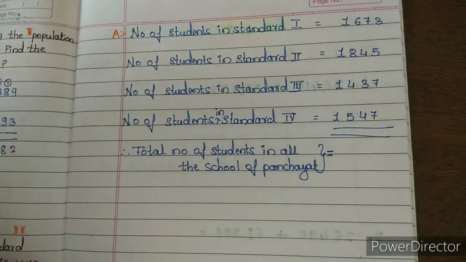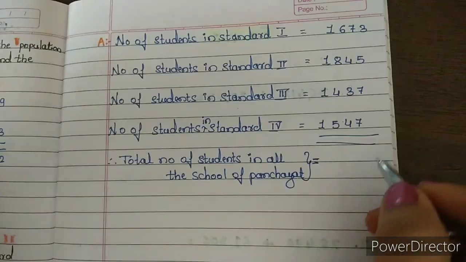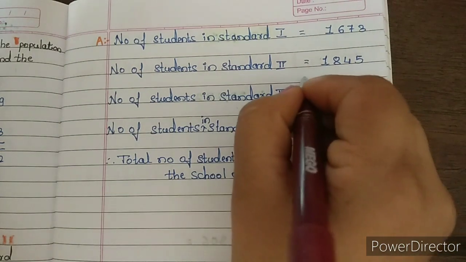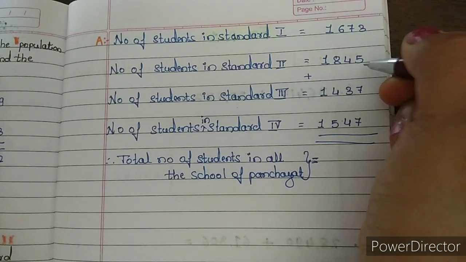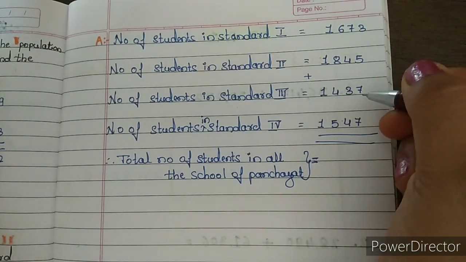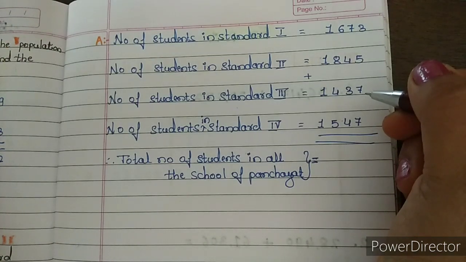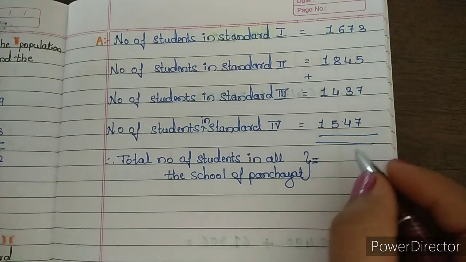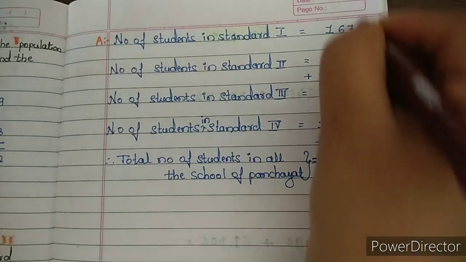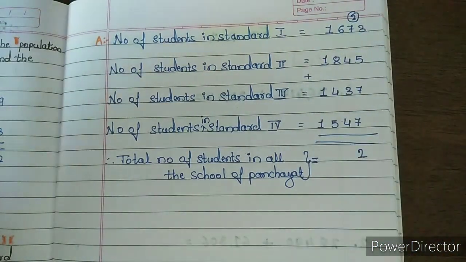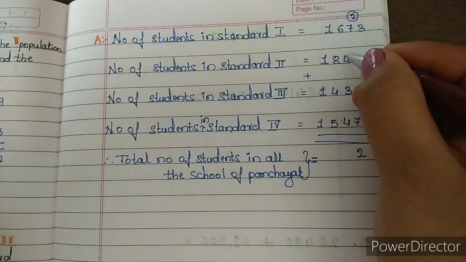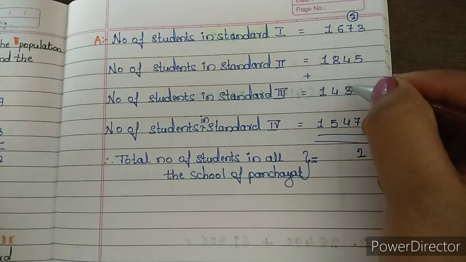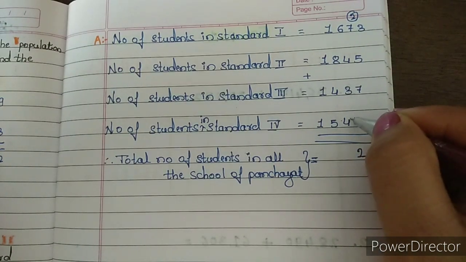Okay. Now we should add these numbers. 3 plus 5, 8. Okay. Then 8 plus 7, how much? 15. 15 plus 7 is how much, dear students? 22. Carry 2. Okay. 7 plus 2 is 9. 9, 10, 11, 12, 13, 14, 15, 16, 17, 18, 19, 20.